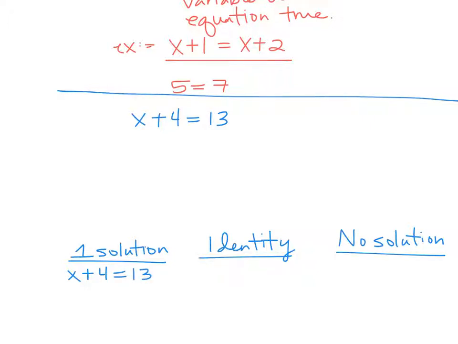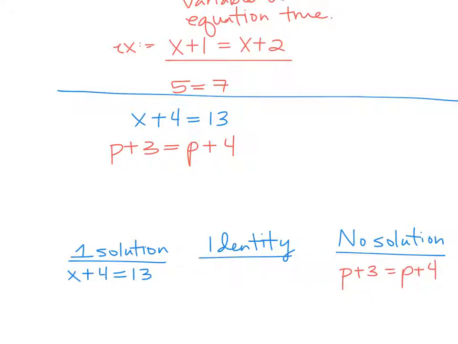Okay? What if I do p plus 3 equals p plus 4? One solution, identity, or no solution? No solution, because something plus 3 is never going to be something plus 4, right? So that would go here. P plus 3 equals p plus 4.